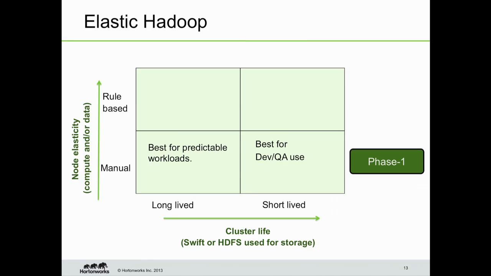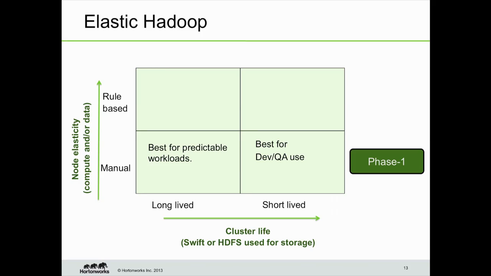What I mean by manual is there will be an API on top of the Savanna controller and a UI plugin for Horizon where the users can add and remove nodes to their clusters, and VM provisioning will be completely transparent to that process. But it will be supported for long-lived as well as short-lived clusters.